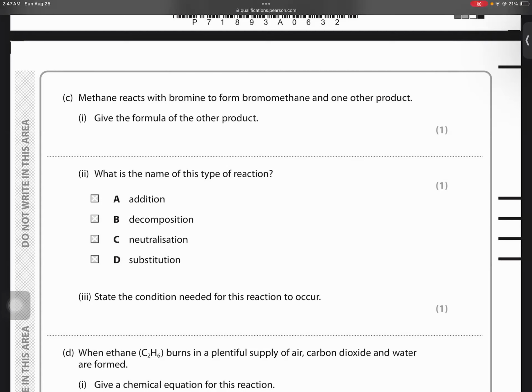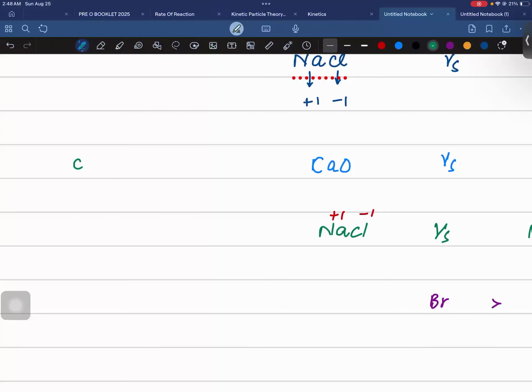CH4 plus Br2 gives you CH3Br plus HBr. CH4 means carbon is bonded with 4 hydrogen atoms and then it's going to react with bromine. You have 2 bromine, so it would be CH3Br plus HBr. This is substitution.